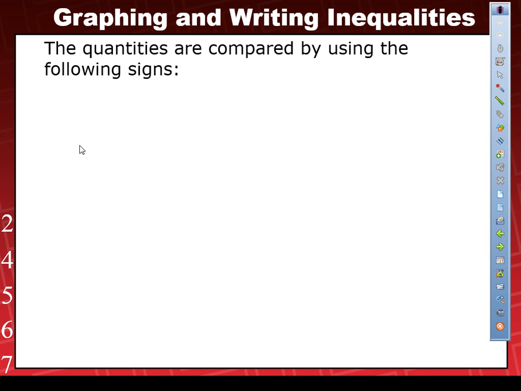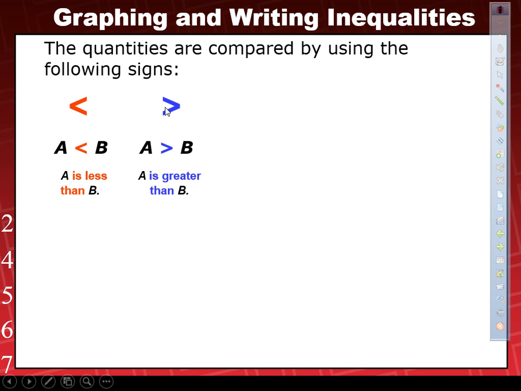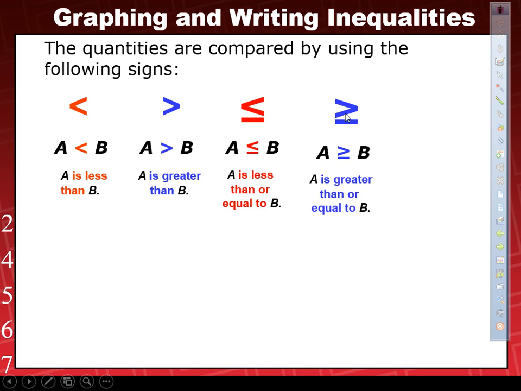I want you to write the symbol less than. And then you're going to write an example, A is less than B, and in words it says A is less than B. The symbol greater than, and then you're going to write A is greater than B, and in words it says A is greater than B. Next one, less than or equal to. Example, A less than or equal to B, and in words it says A is less than or equal to B. Next one, greater than or equal to. And then an example, A is greater than or equal to B, and in words A is greater than or equal to B.